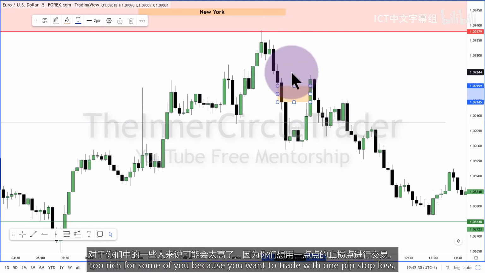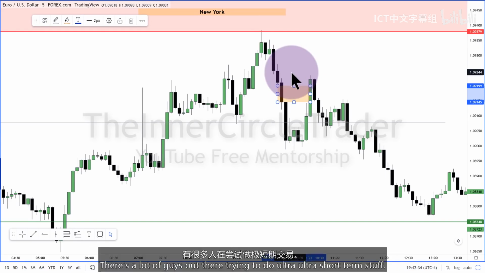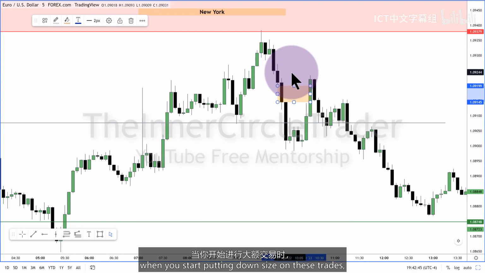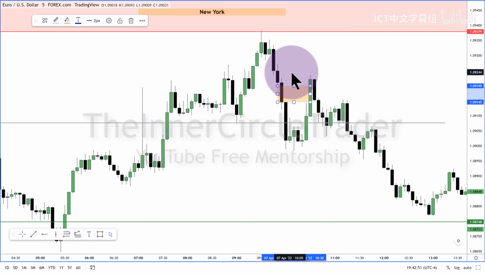Yes, it might be a little bit too rich for some of you because you want to trade with a 1 pip stop loss, a half a pip stop loss. There's a lot of guys out there trying to do ultra short-term stuff. You might be able to pull it off once in a while, maybe a series of trades. But I promise you, when you start putting down size on these trades, you're not going to be able to pull that off. Okay, it just isn't going to happen. So don't get used to trying to do it.